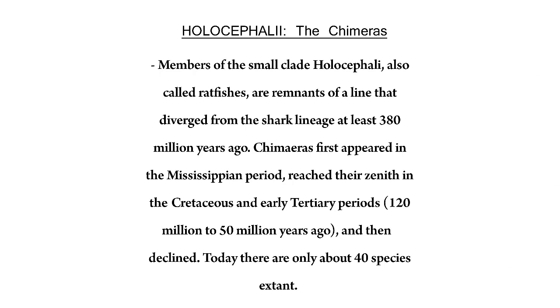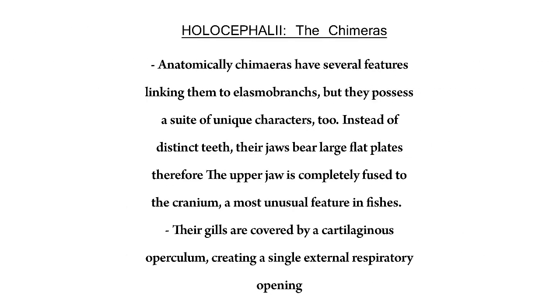Members of this class, also called the ratfish, are remnants of a line that diverged from the shark lineage about 380 million years ago, and they are believed to have first appeared in the Mississippian period and reached the zenith during the Cretaceous and the early Tertiary period. That is about 120 million to 50 million years ago. When they say something reached the zenith, it means they reached their peak. Today, there are about 40 species that are extant.